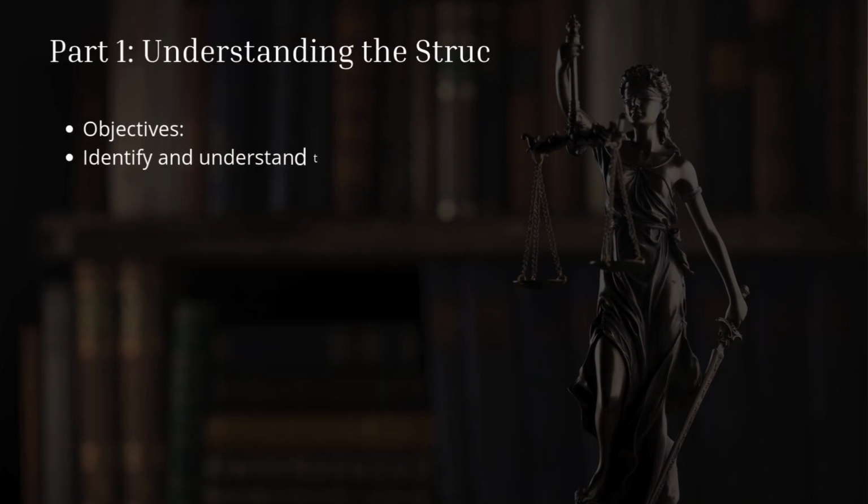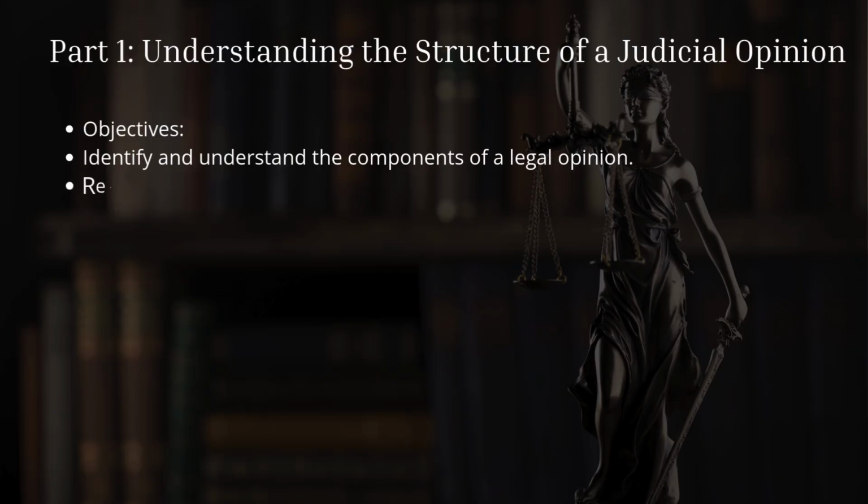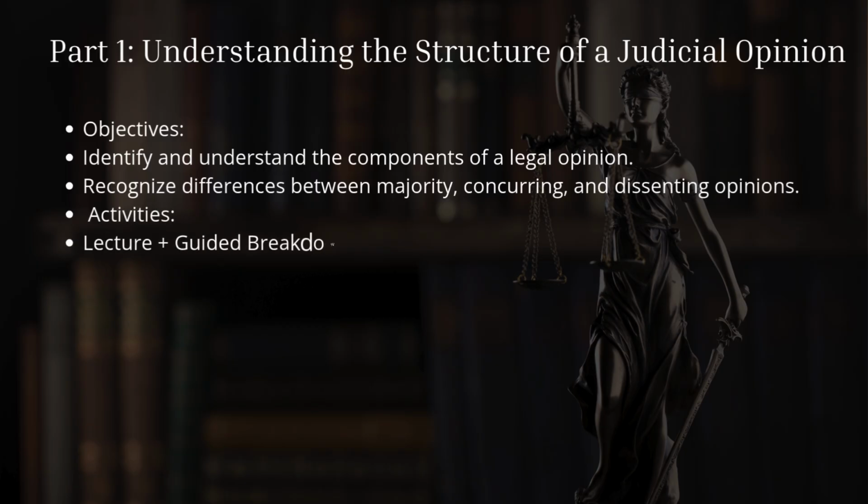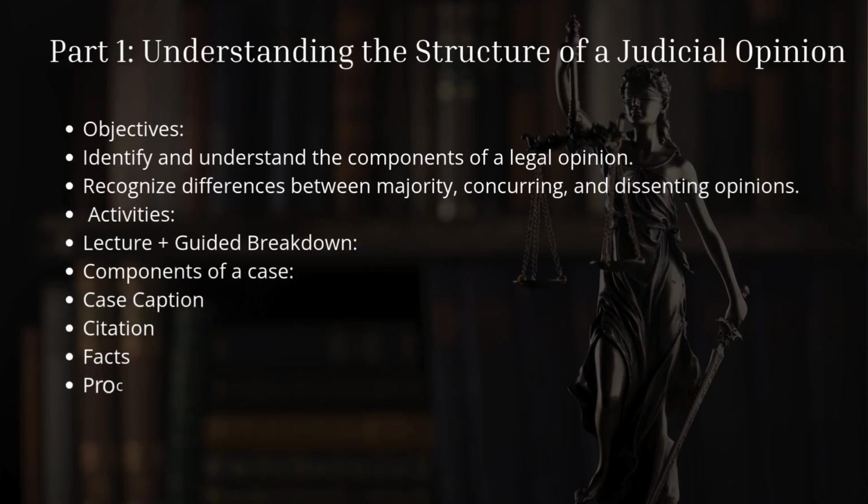Part 1. Understanding the structure of a judicial opinion. Objectives. Identify and understand the components of a legal opinion. Recognize differences between majority, concurring, and dissenting opinions. Activities. Lecture plus guided breakdown. Components of a case. Case caption. Citation. Facts. Procedural history. Issues. Rules of law.